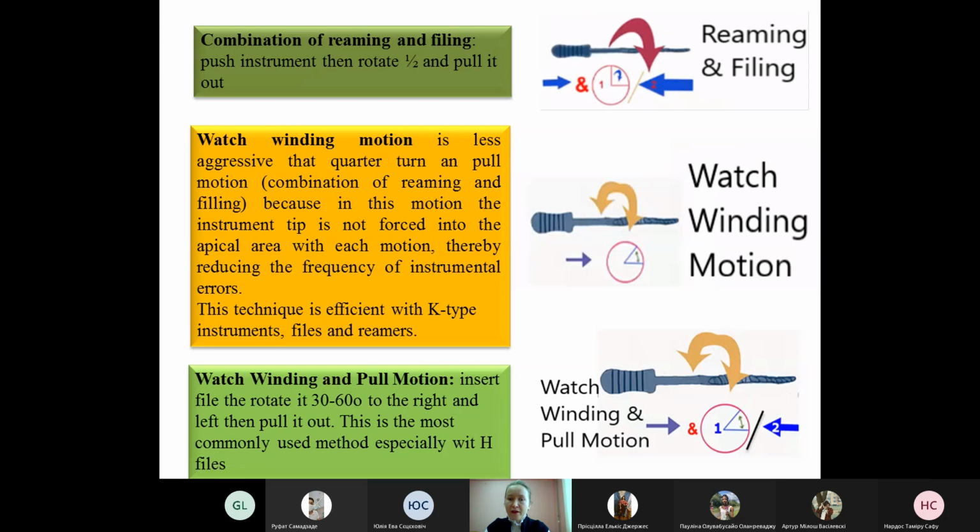That is a combination of reaming and filing, because in this motion the instrument tip is not forced into the apical area with each motion, thereby reducing the frequency of instrumental errors. The watch-winding technique is effective with cut-type instruments, files and reamers. So watch-winding, left and right, pressing to the wall and then retraction. Watch-winding and pull motion: insert the file, then rotate it 30-60 degrees to the right and to the left, and then pull it out. This is the most commonly used method, especially with H files.